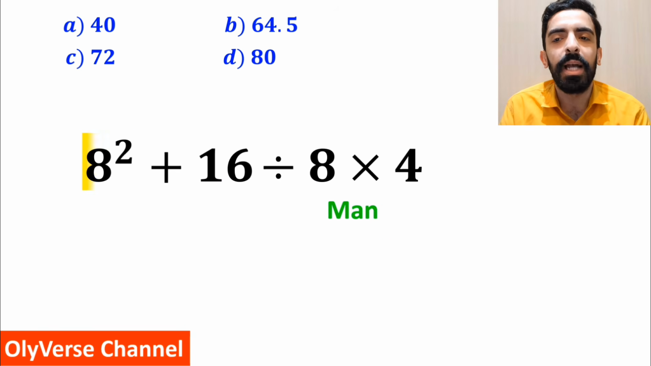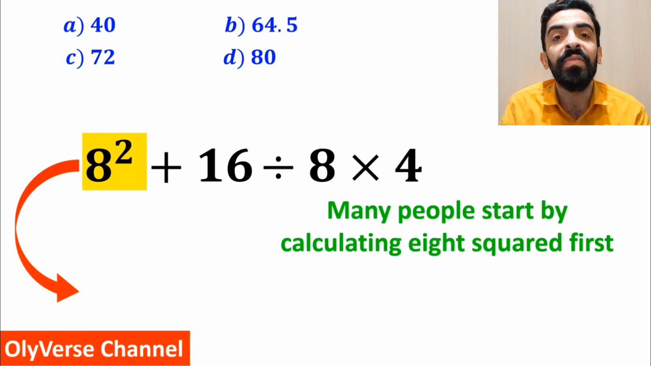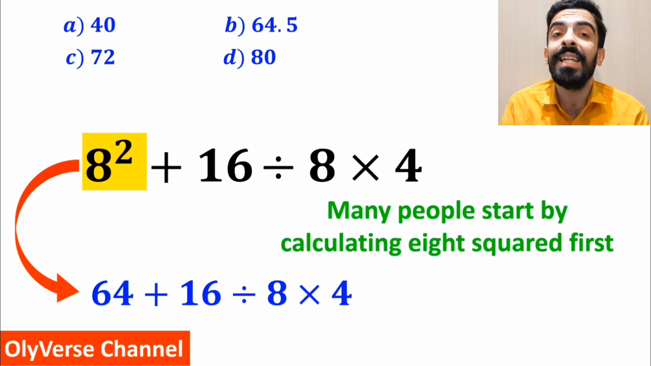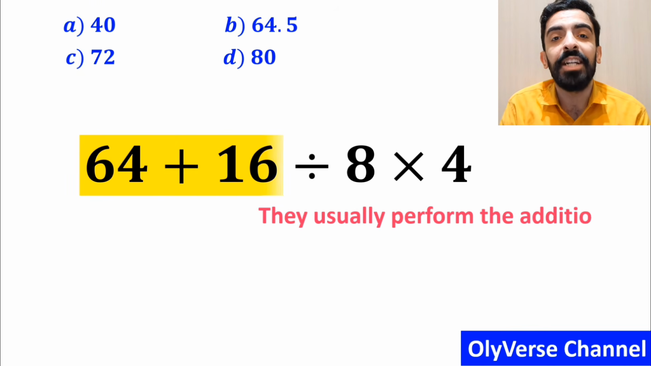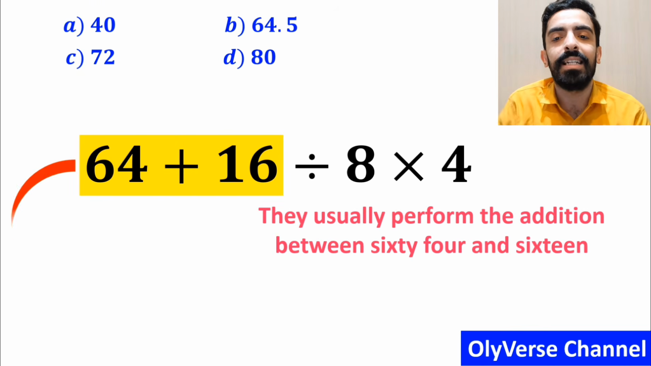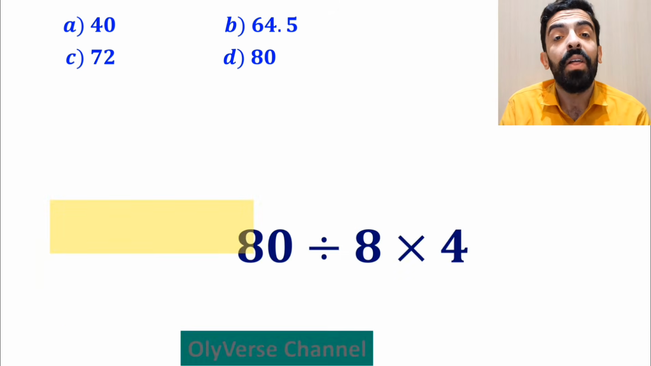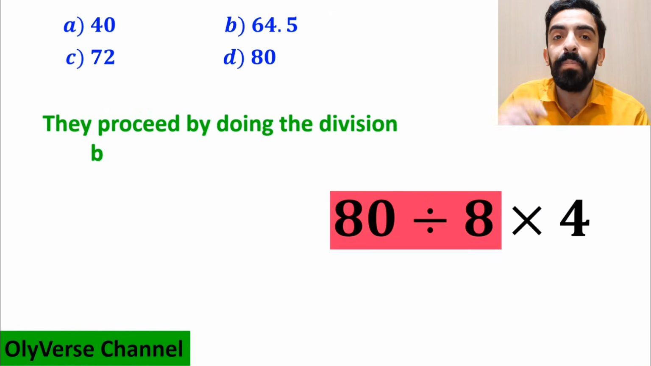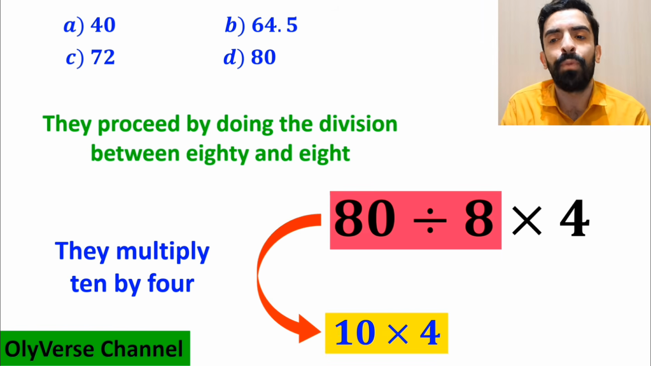To solve this problem, many people start by calculating 8 squared first, and instead of the original expression, they rewrite it as 64 plus 16 divided by 8 times 4. And the next step, they usually perform the addition between 64 and 16 and simplify this expression to 80 divided by 8 times 4. Then, they proceed by doing the division between 80 and 8, which gives them 10 times 4. And finally, they multiply 10 by 4, which ends up with the answer 40.